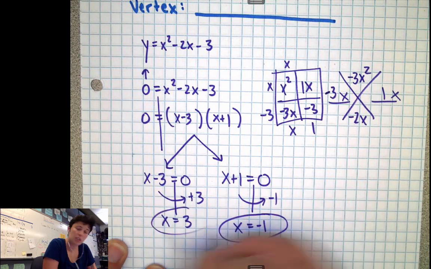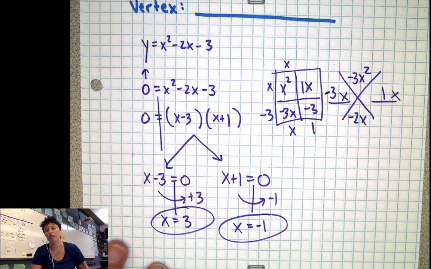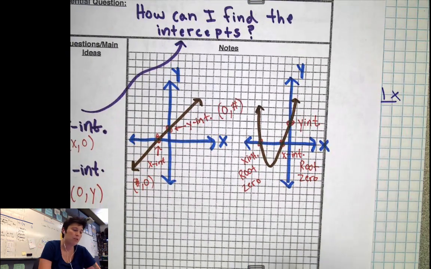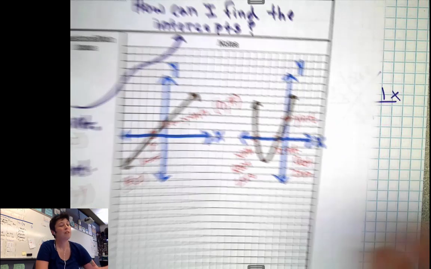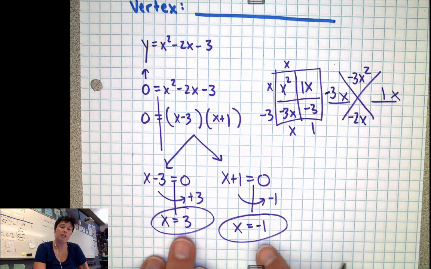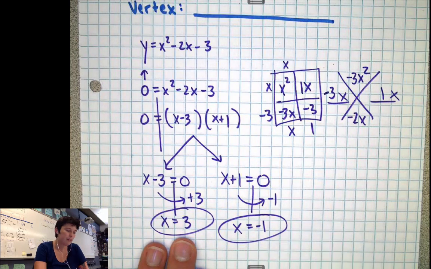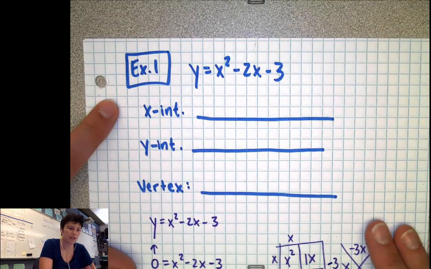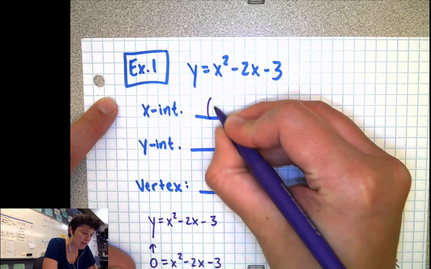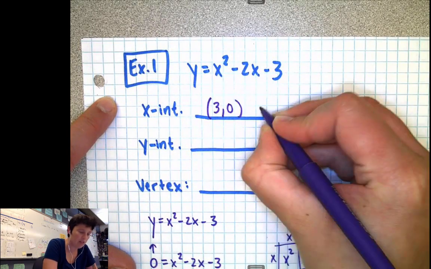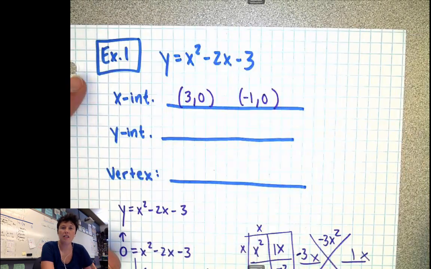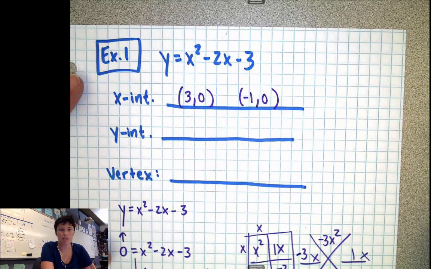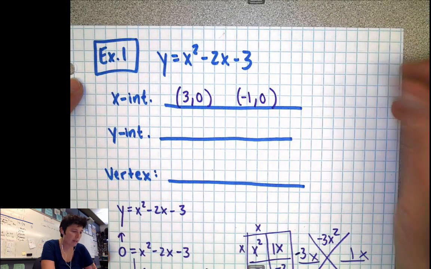And we just got 2 answers for x, which makes total sense because when we were talking about graphing parabolas earlier, we talked about how there are 2 roots, 2 x-intercepts typically. So here they are. They're at 3 and negative 1. Now that means up here on my x-intercept line, one of the roots happens at 3, 0, and the other one happens at negative 1, 0. That's what we just discovered. So that's helpful information.